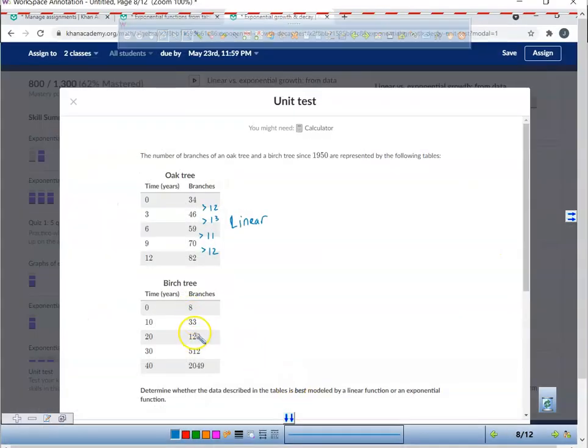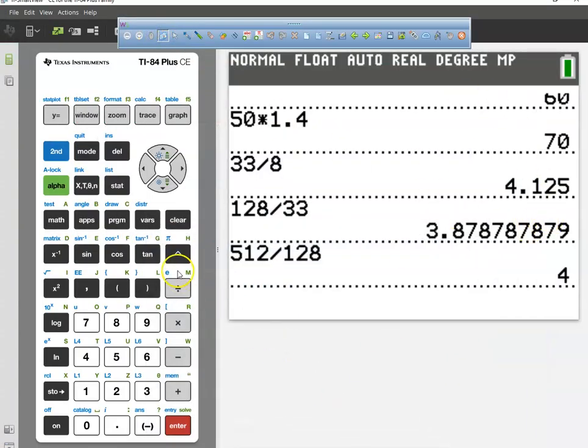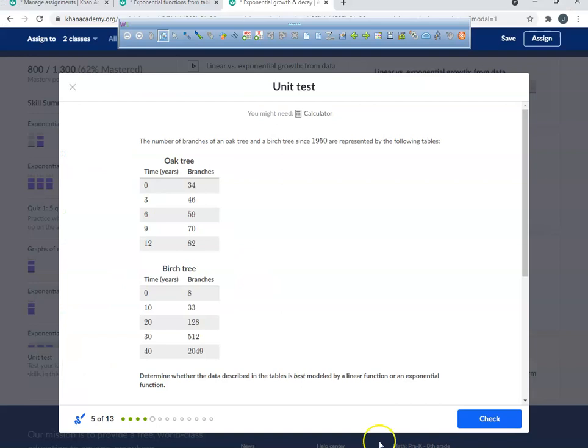So these aren't being added. It looks like you're basically getting close to being multiplied by a number of 4. That's what we call exponential. When you have a common ratio that you're multiplying that number by over and over again, that's exponential. So the birch is going to be exponential and the oak tree is going to be linear.